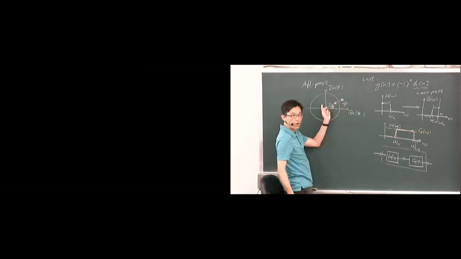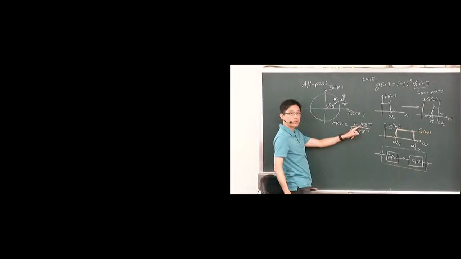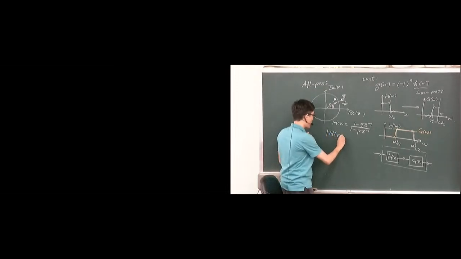And if their distances to the origin are reciprocal to each other, r for this and 1 over r for that, then we have shown last time the magnitude response of this system. If we denote the pole by p and the zero by q, then we define H(z) as (1 minus q z inverse) over (1 minus p z inverse), with one zero on top and one pole at the bottom. Pole at p, zero at q. So we've shown that the magnitude response will be a constant.